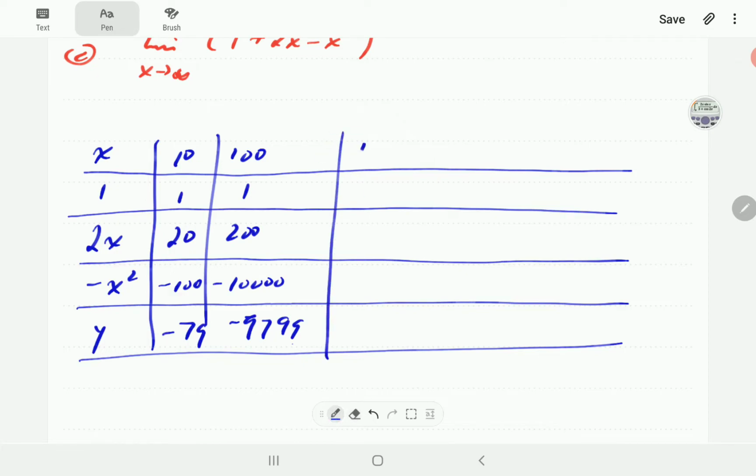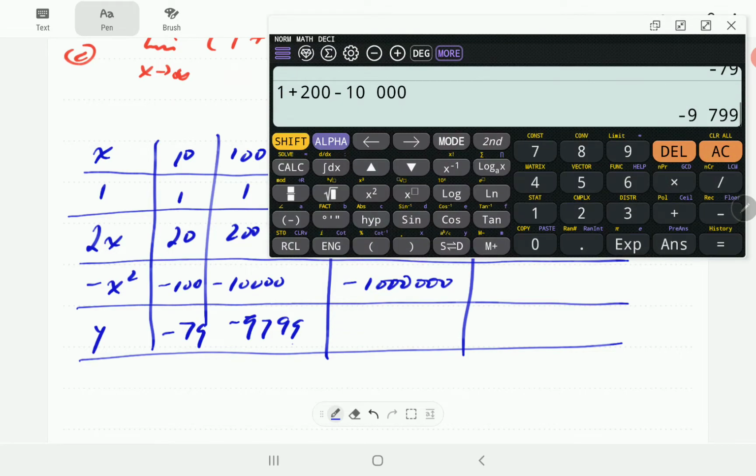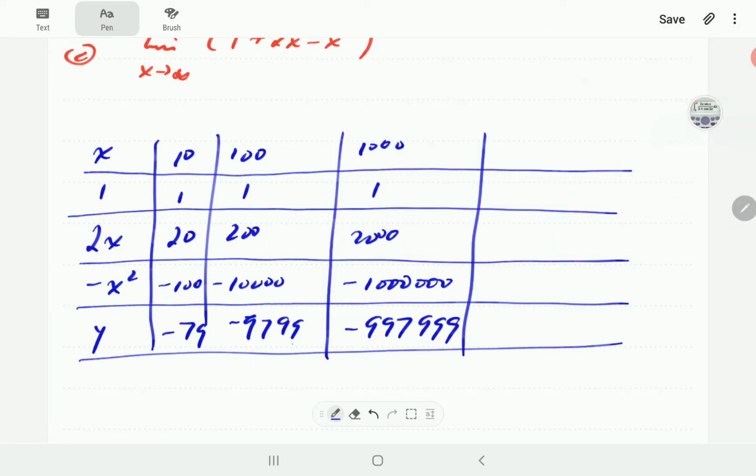And then if x is 1,000, this remains 1. This is going to be 2,000. This is going to be negative 1 million. Okay, and the value of y is going to be 1 plus 2,000 minus 1 million. So it's going to be negative 997,999.